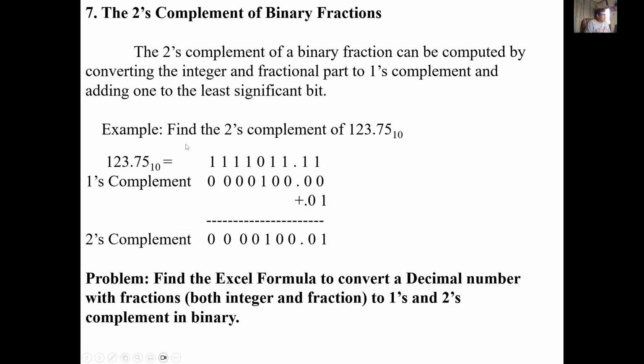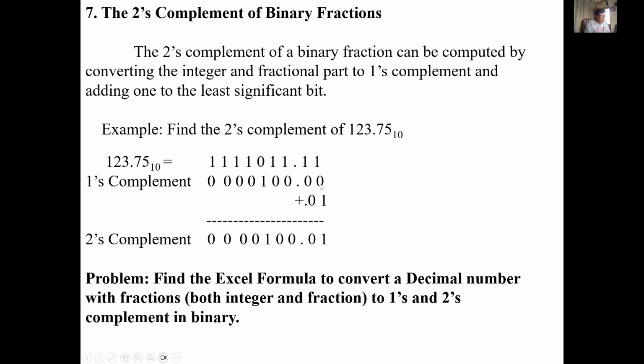For example, if we are asked to find the 2's complement of the value 123.75, we know that 123 is 1111011, and 0.75 is 0.11, because it's 1/2 plus 1/4. So to find the ones complement, we flip the ones to zeros and zeros to ones, and we add 1 to the least significant bit.